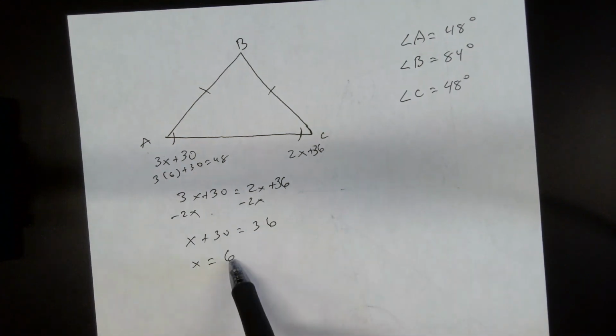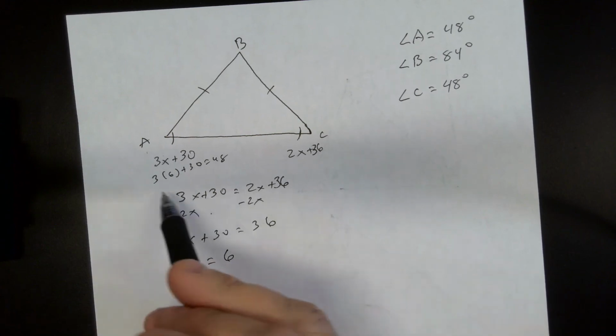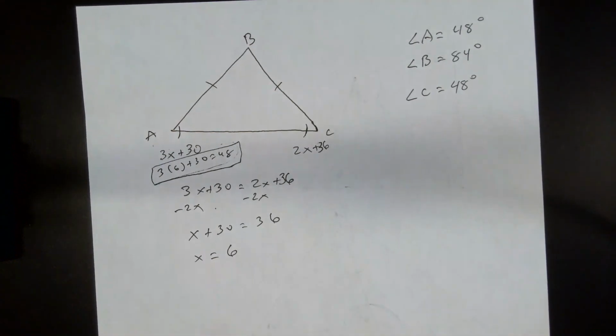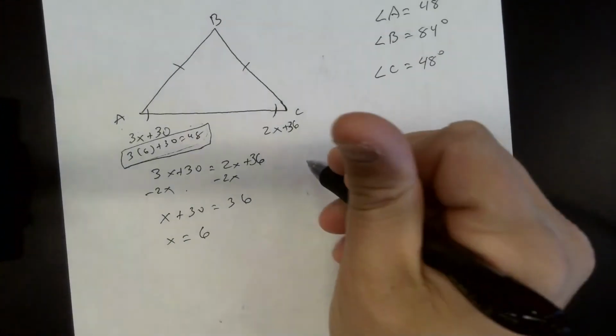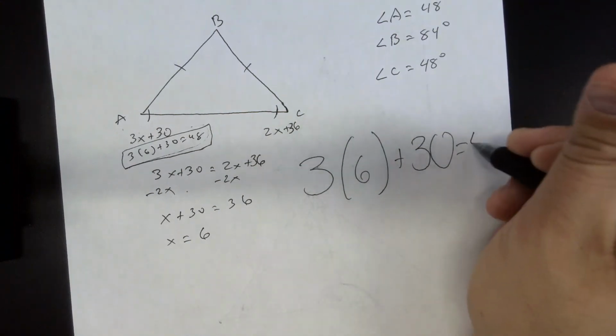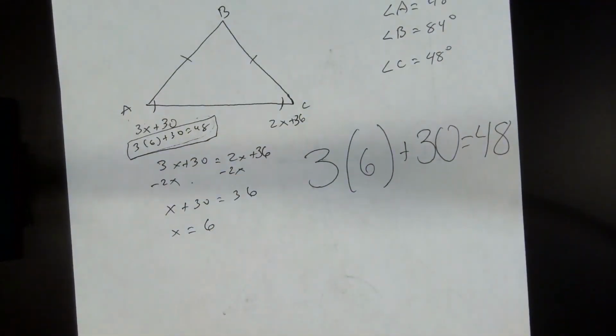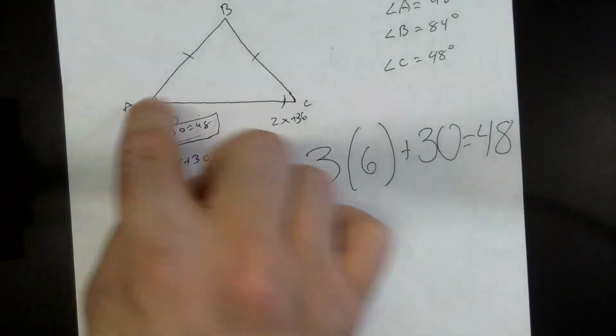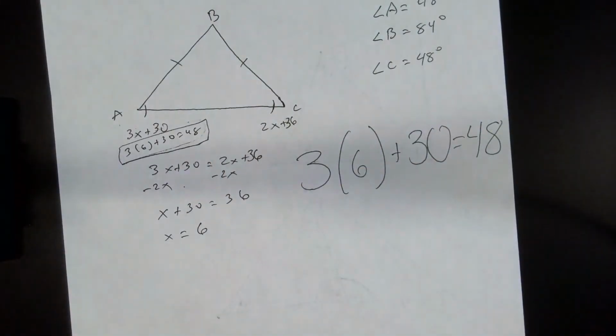All we had to do is plug 6 back into here, just like this. 3 times 6. No, I would use 9. That's it. All we did was solve it, got 6. You can plug it back into either angle and get 48. Okay.